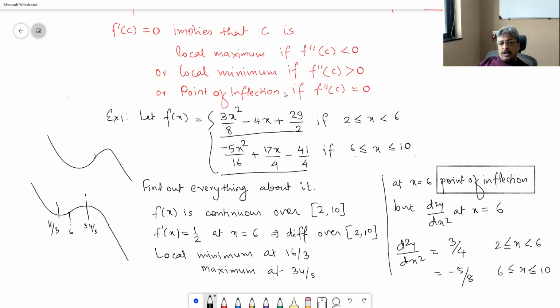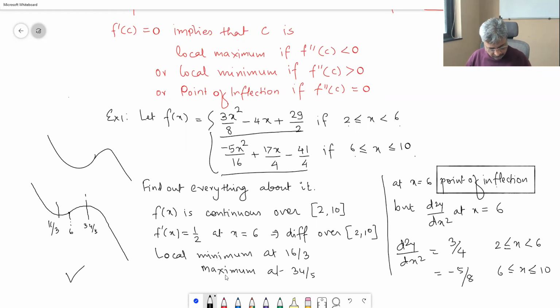So if f double dash of c is equal to 0, then point of inflection is a true statement, because fine, then this is true. But there could be cases where f double dash of c is not equal to 0 and still we have a point of inflection. So this is one of the necessary conditions for being a point of inflection, that f double dash of c is equal to 0. But if f double dash of c is not equal to 0, it does not mean that there is no point of inflection. That is why this example is important.